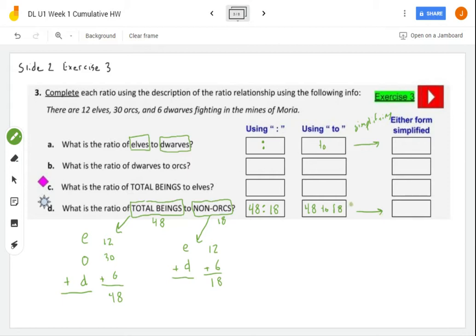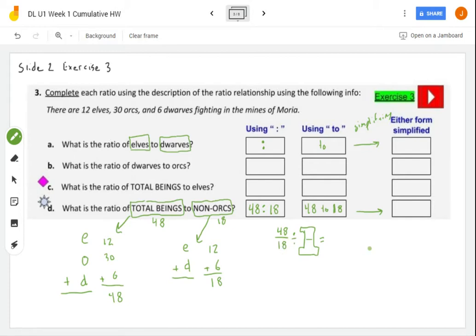And for simplifying, there's a lot of different strategies you can use. One of them is that all ratios are the same as fractions. And so you could represent this as 48 over 18, an improper fraction. And you could try to simplify. Divide by some whole number. And the result would be the ratio that you get here. Whatever numbers go here, they have to be the same number top and bottom. And you really want to find the biggest possible number that works for these.